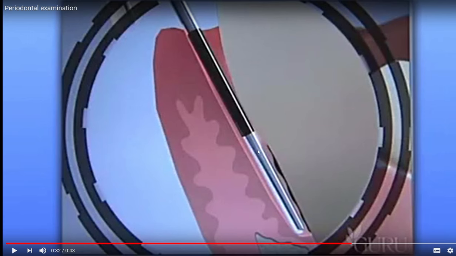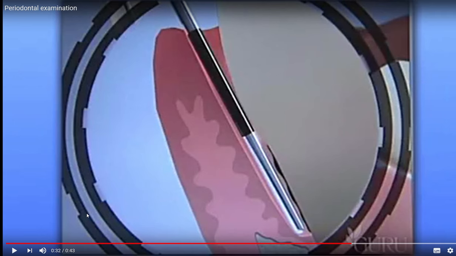So you have two parameters. One is how deeply the probe can go inside the pocket. The second one is whether there is bleeding when you are probing. From these two symptoms, you can decide whether you have periodontal disease or not. This is the basic concept of how the dentist makes a diagnosis of gum disease.